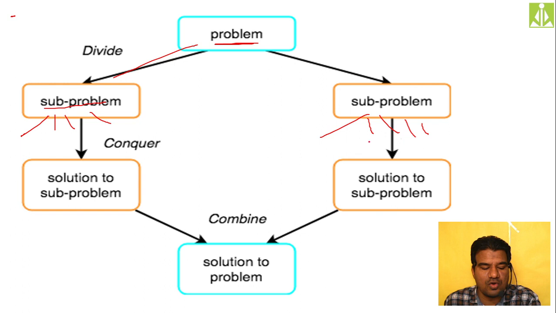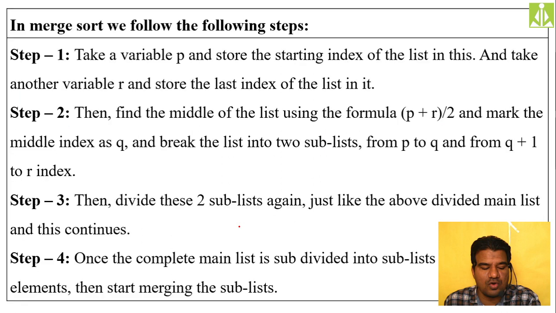Till how long are we doing this subdivision? Until we reach the atomic level. At the atomic level, what will happen? The problem itself becomes the solution. And finally, we'll simply combine those solutions to frame the solution to the given problem. Combine to frame the final solution. So like this, we do the merge sort.